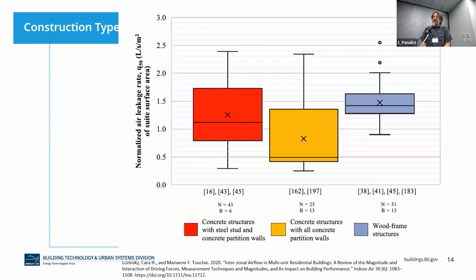Some studies have looked at whether it depends on how the building is built. In this study, they split the tested units into 3 categories. Red is concrete structures, poured concrete. The yellow is concrete structures, but they have all concrete partition walls. And the blue is wood frame. And you can see that, as you might expect, if you have a poured concrete structure and all the walls are also poured concrete, we get much, much less leakage. But there's still a huge amount of variability.